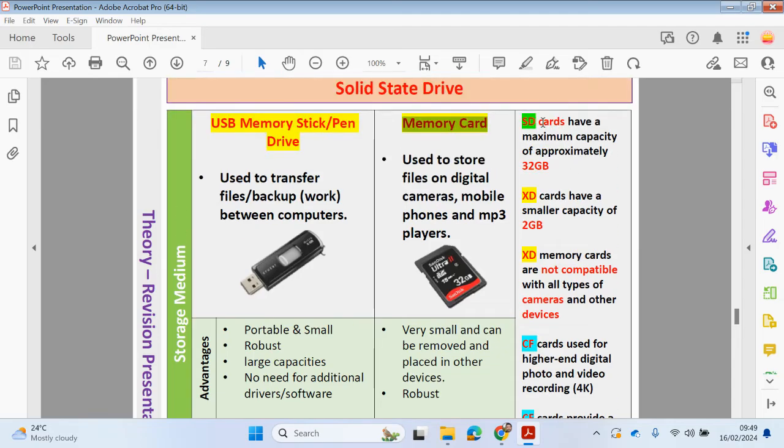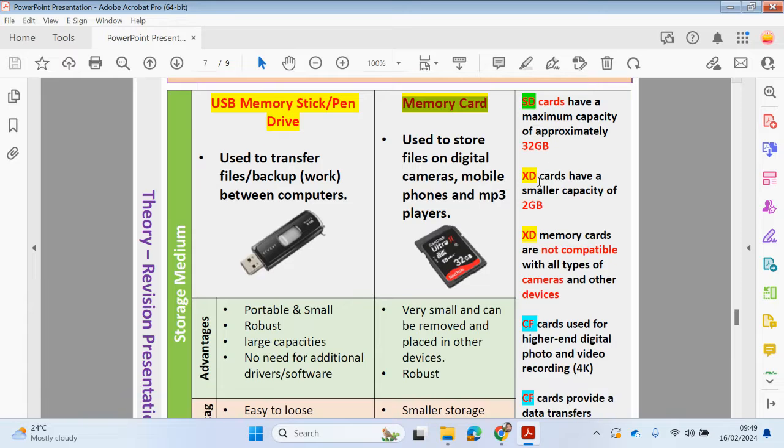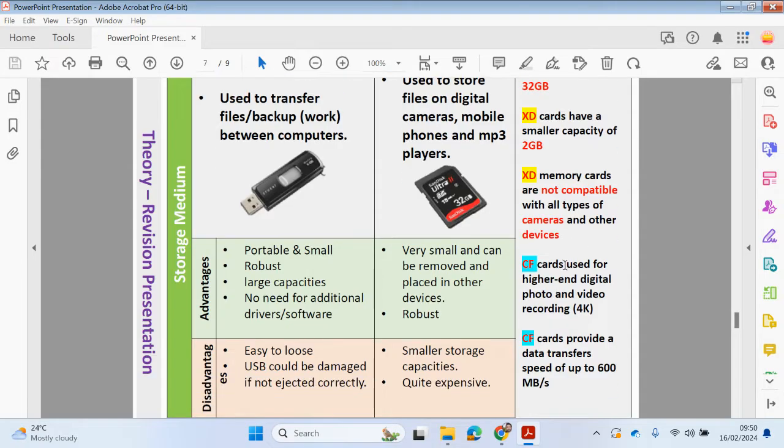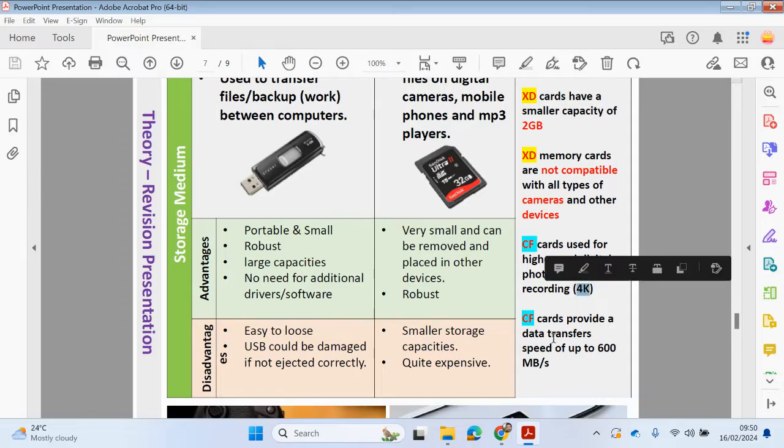So you got your SD cards, which have a maximum capacity of approximately 32 gigabytes. XD cards have a smaller capacity of 2 gigabytes. So the XD memory cards are not compatible with all types of cameras and other devices. And then you have CF cards used for higher end digital photo and video recording, so 4K. And CF cards provide data transfer speeds of up to 600 megabytes per second.